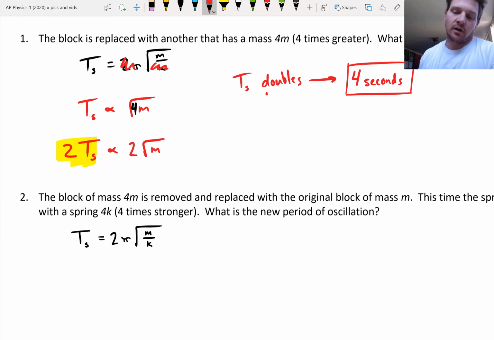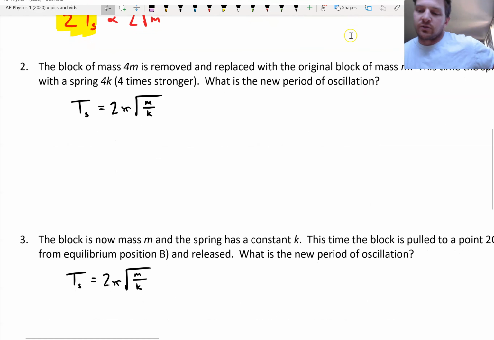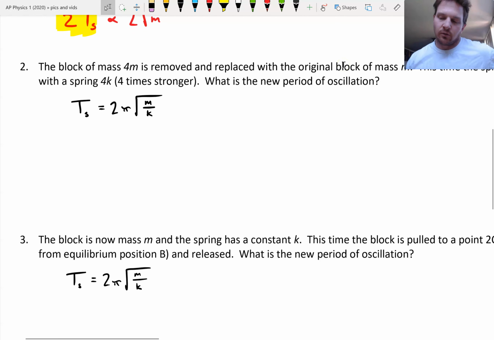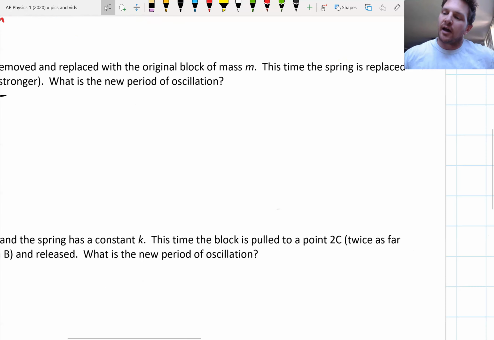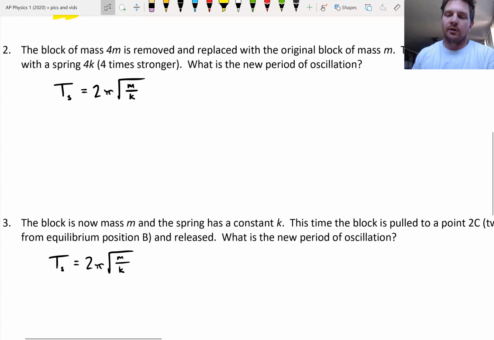Same exact process for the next one. A block of mass 4m is removed, replaced with the original one. So in other words, we're back to the original setup. This time, the spring is replaced with a spring that is 4 times stronger, so 4k. What's the new period of oscillation?